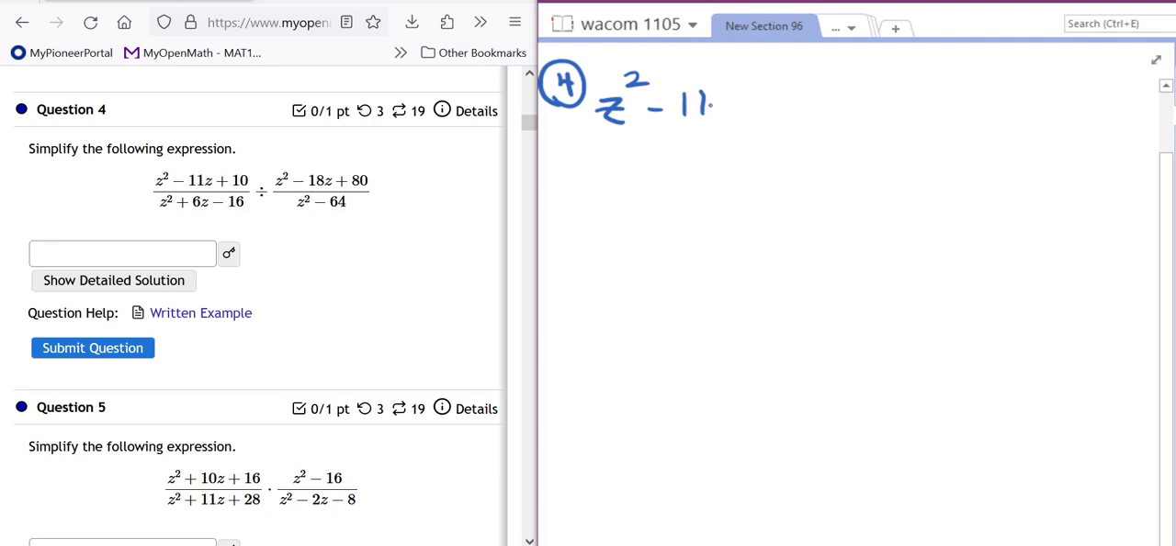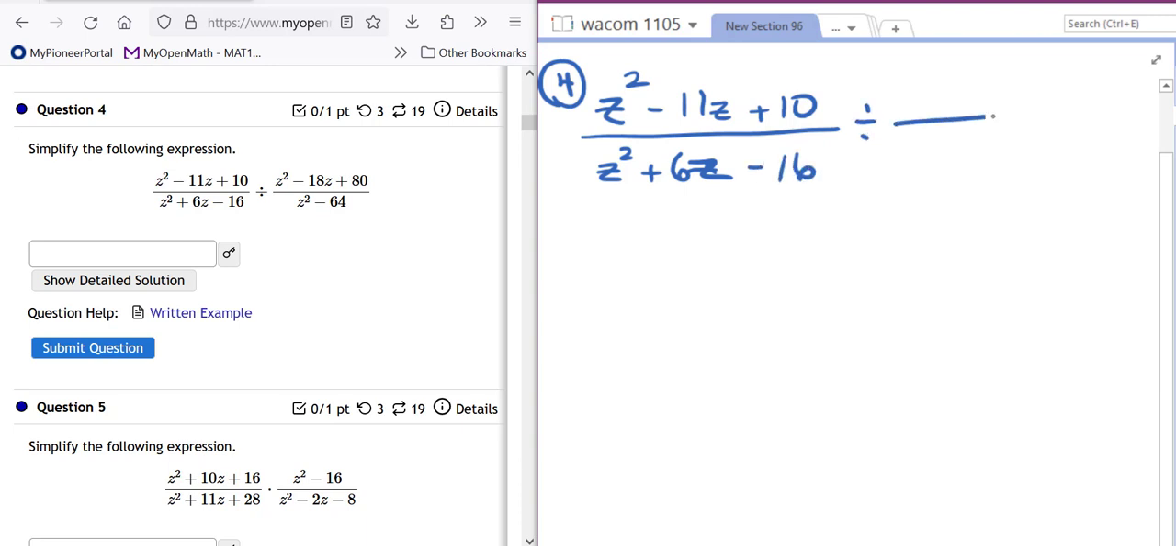z squared minus 11z plus 10 over z squared plus 6z minus 16. Those z's are hard for me. Divided by z squared minus 18z plus 80 over z squared minus 64. All right, so we have to factor everything. So that's 4 problems to factor, and then we actually have to do the steps.